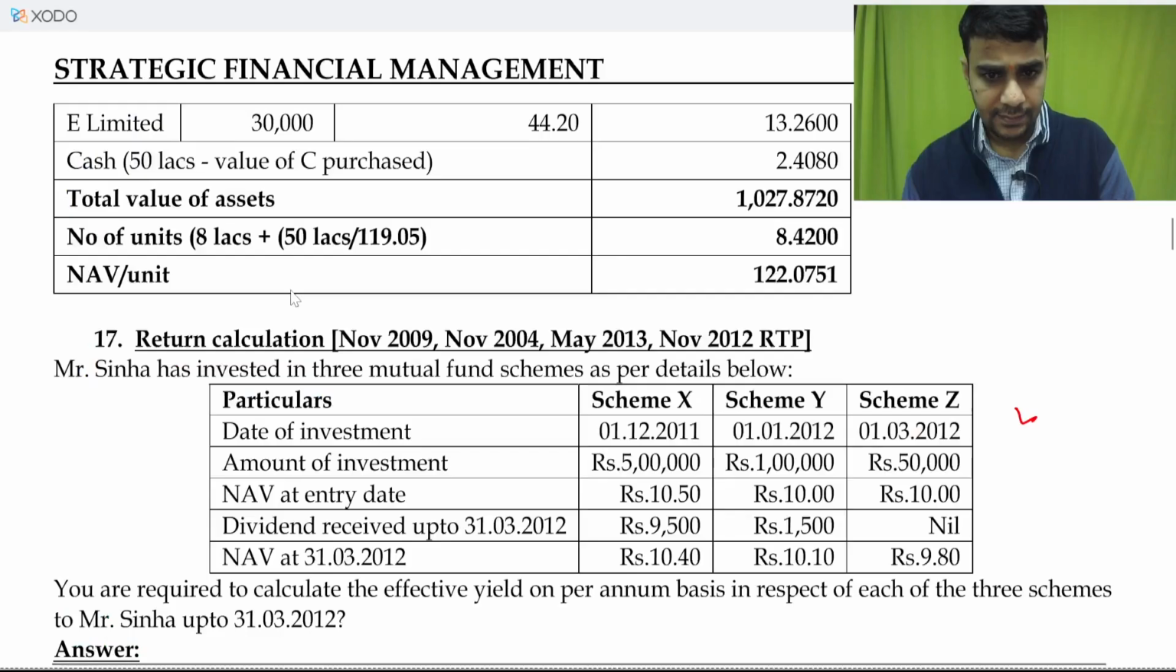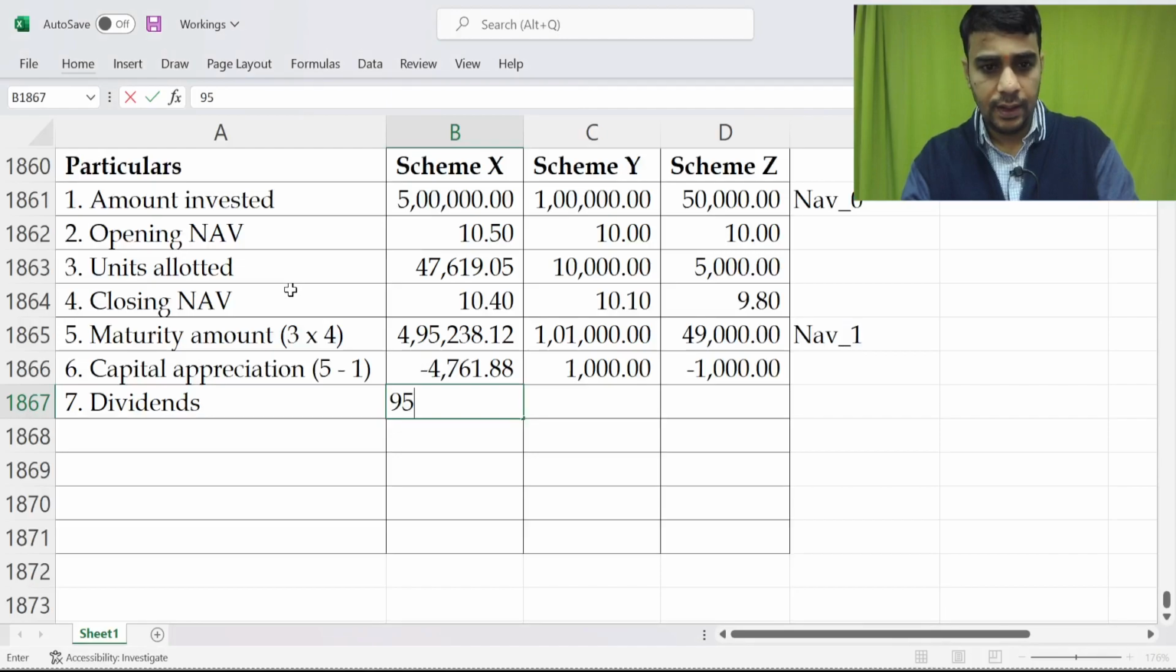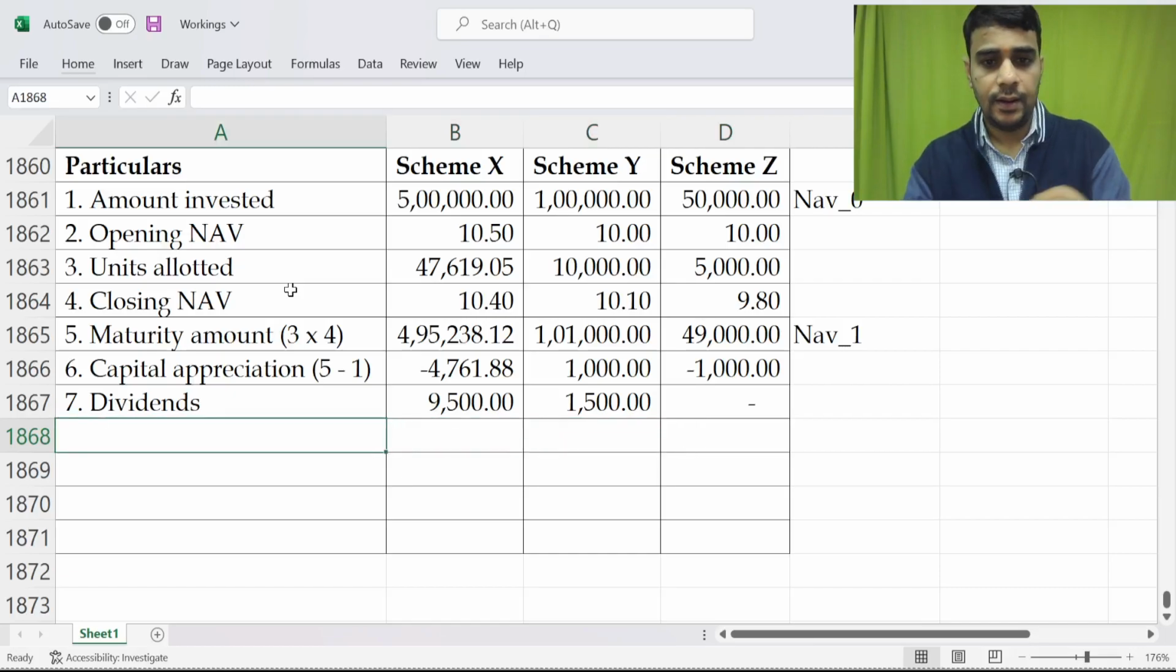Dividends for the three schemes are 9,500, 1,500 and nil. That's the dividends we are generating.